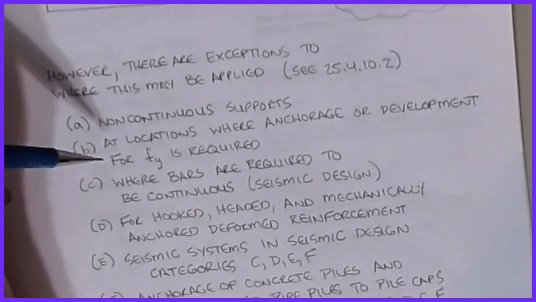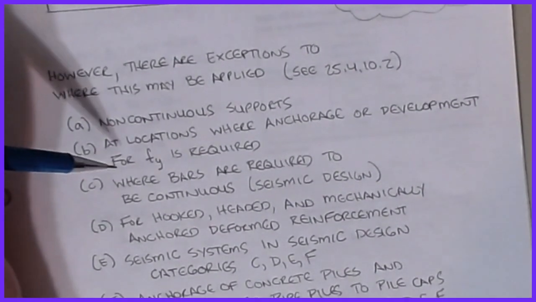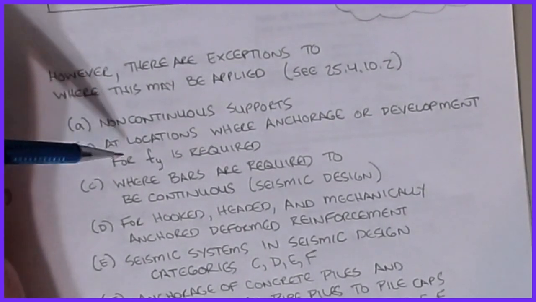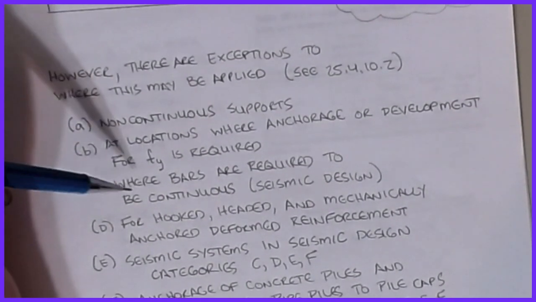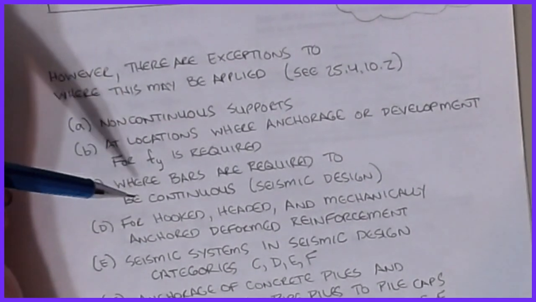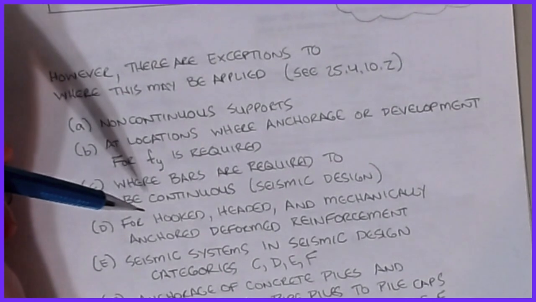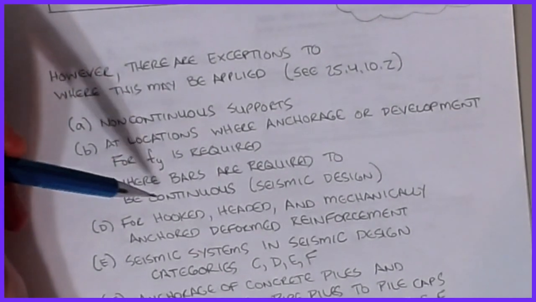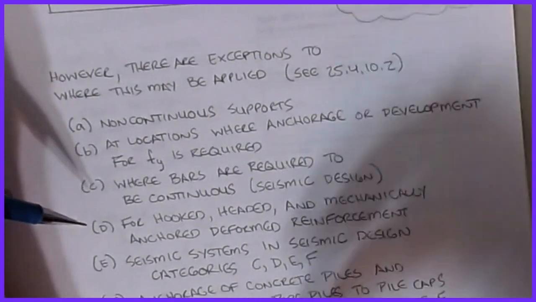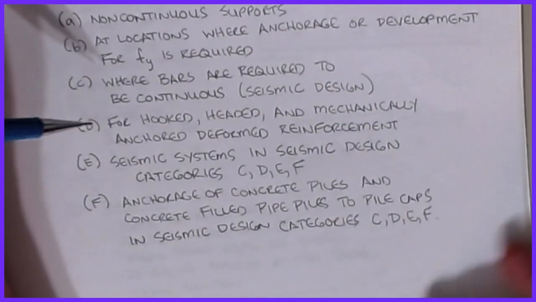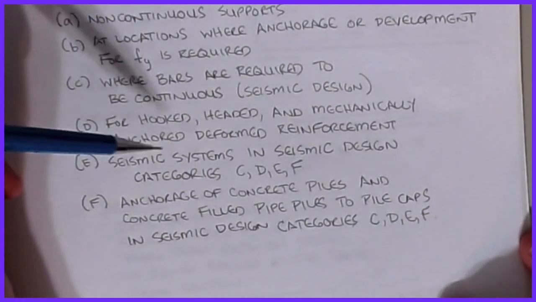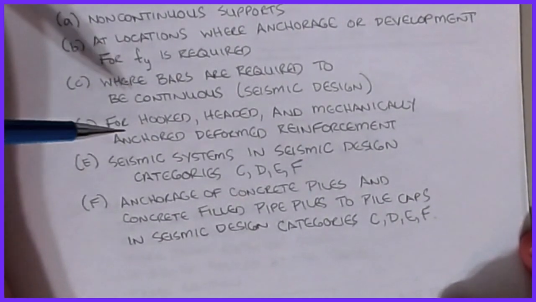B, at locations where the anchorage or development for fy is required. So if you need fy, then you can't all of a sudden reduce the area, or play this game where fy is required. Then, where bars are required to be continuous, as in through a column, this one gets you in trouble on some seismic provisions, where a certain number of bars have to be continuous through a section. For hooked, headed, and mechanically anchored deformed reinforcement, I'm not allowed to reduce it.